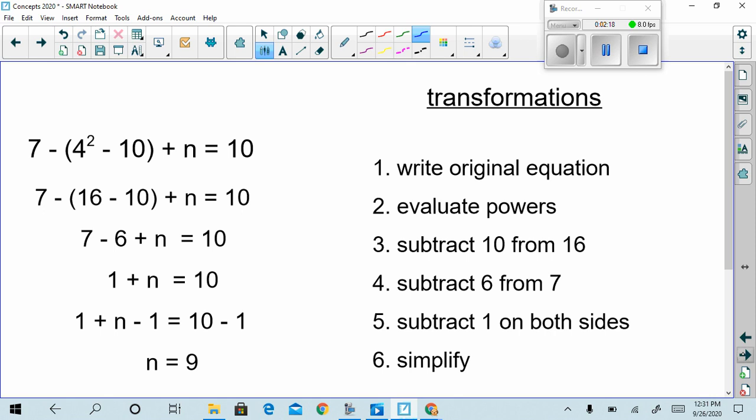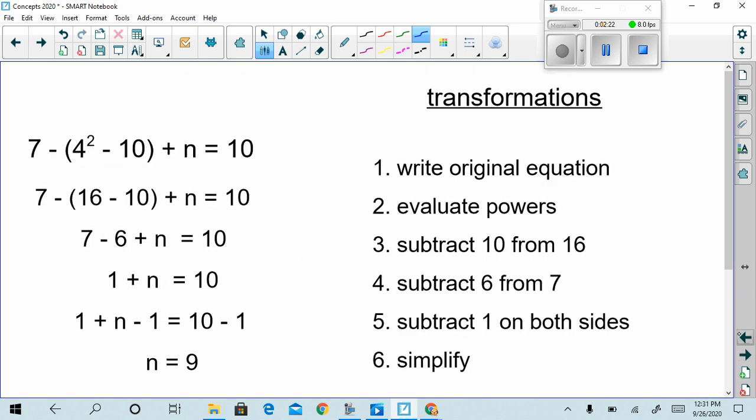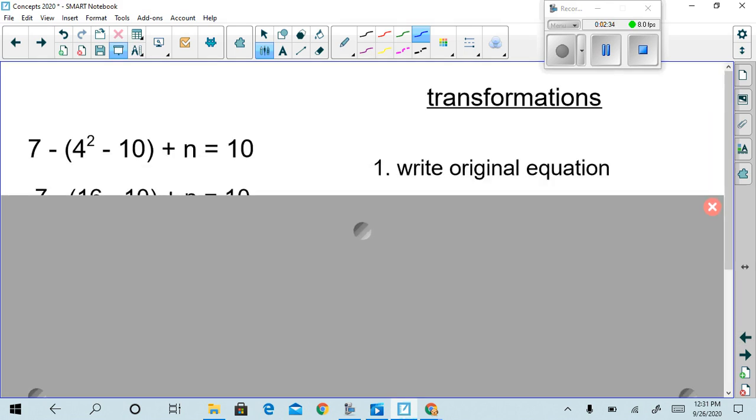Today I want to take this one step further. I want to talk about transformations once again. Here's a multi-step, and this time I'm going to write down what I'm doing on the right as I'm doing each step. So let's see if we can follow along with our first example.